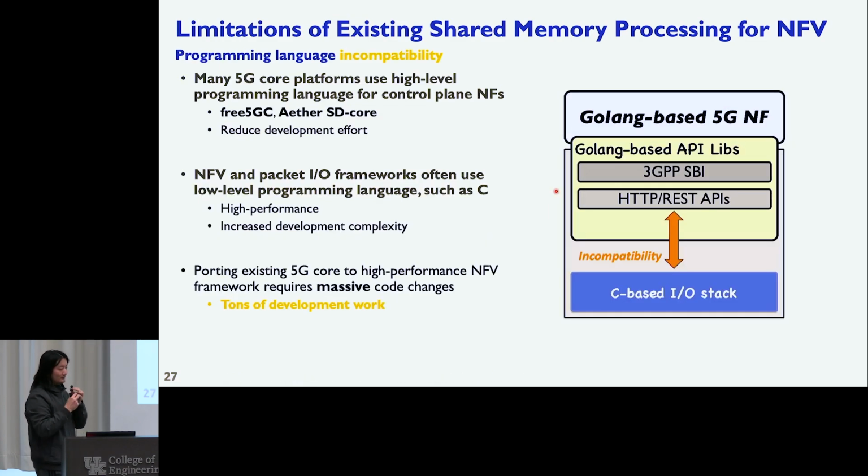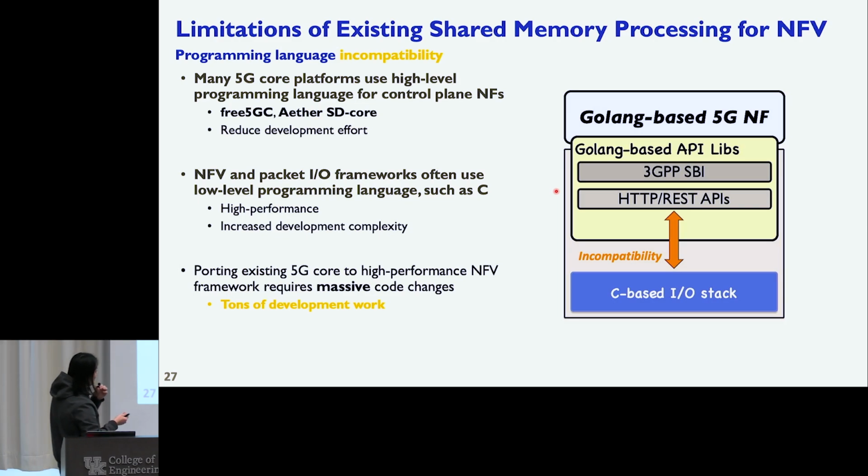The last limitation is programming language incompatibility. Many 5G core platforms use high-level programming languages for developing control plane NFs because this can reduce development effort. You can find this commonly in different 5G platforms like free5GC and the Aether SD-Core. But on the other side, NFV and high-performance packet I/O frameworks often use low-level programming languages such as C for the purpose of high performance. But using C to develop complex layer 7 microservices will increase development complexity.